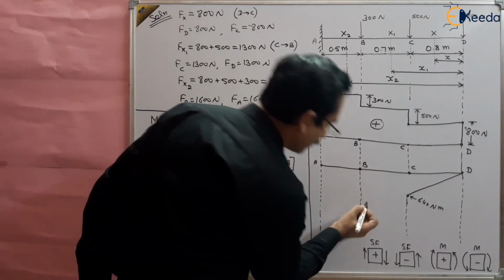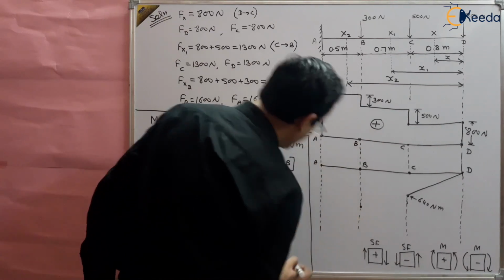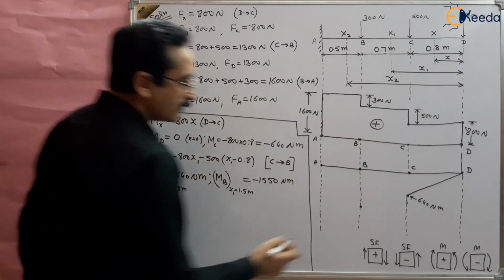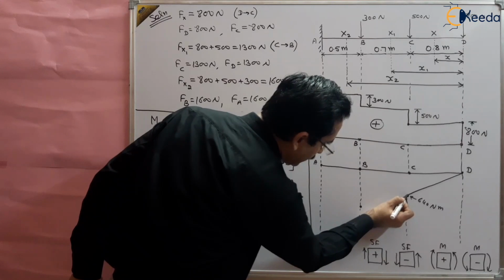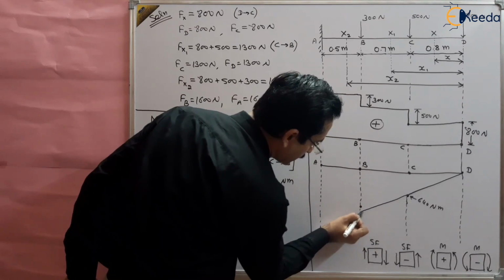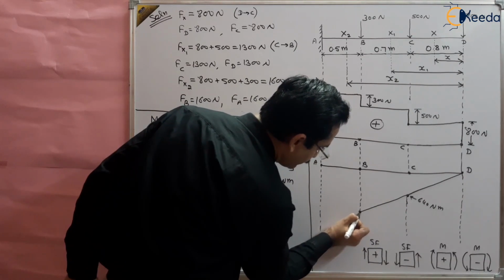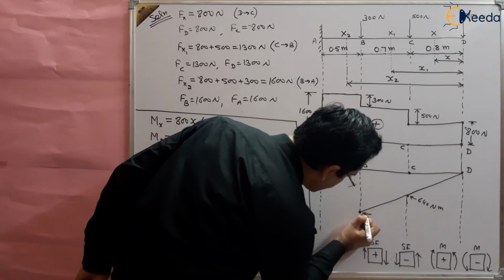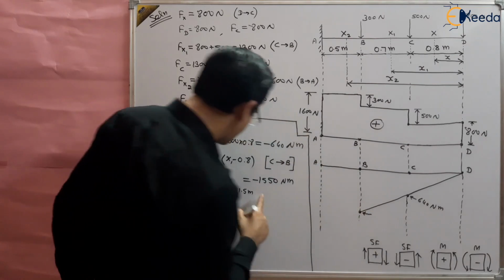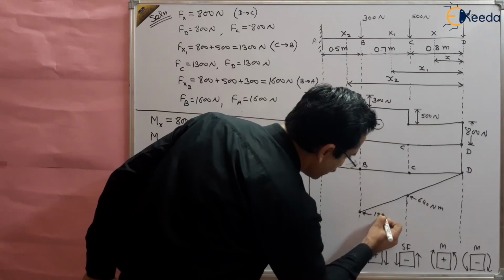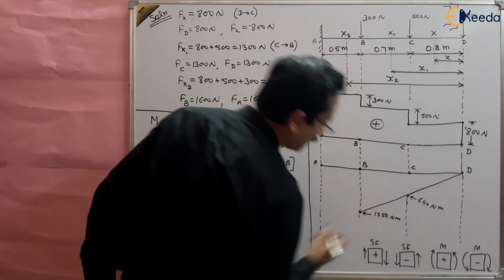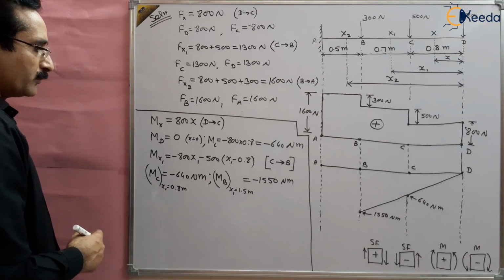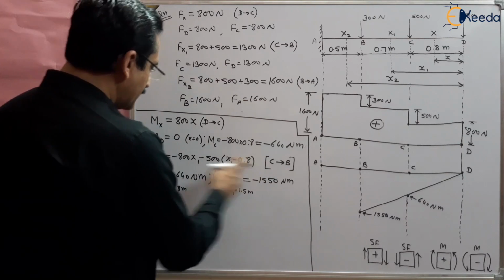Suppose this is 1550 and the variation is linear. You can see this is a linear variation. So draw a linear line from here to here like this, right? And what is this value? This value is 1550 Newton meter, right? From 640 to 1550 with a linear variation.